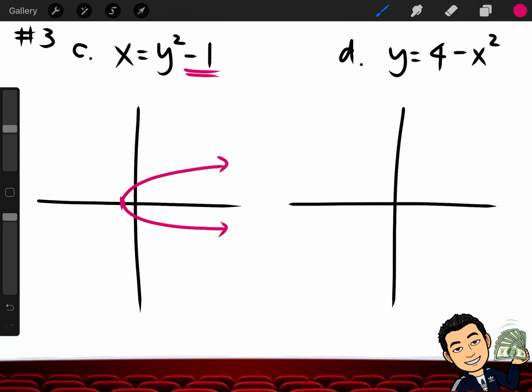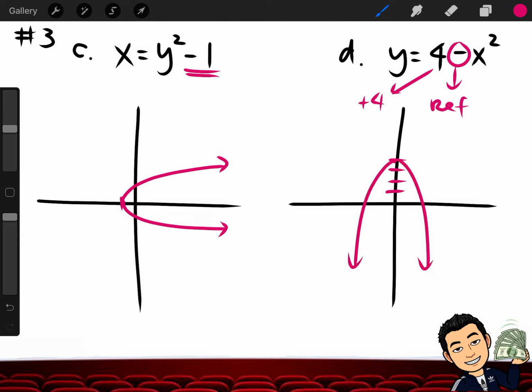For D, this is actually the parabola, the U-shaped one, but this has a negative, so it's going to cause a reflection over the x-axis. This is your y-intercept. It's a plus 4, so you're going to go up 4: 1, 2, 3, 4. It's going to be an upside down parabola, an upside down U.